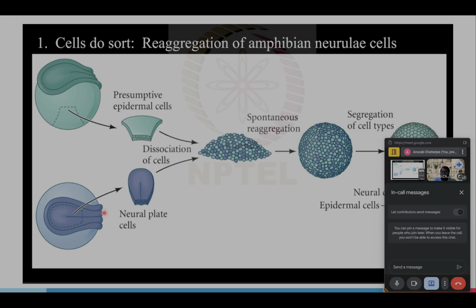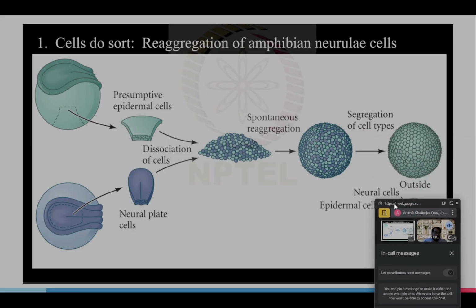So they took two differently pigmented embryos of Xenopus and took different parts of the embryo. So from one they took what is known as the presumptive epidermal cells, so that will grow to form the epidermis, and from the other they took the neural plate cells. So obviously these are of two different origins. They dissociated the cells with alkaline solution and formed a single cell mass, and they pooled all the cells together.